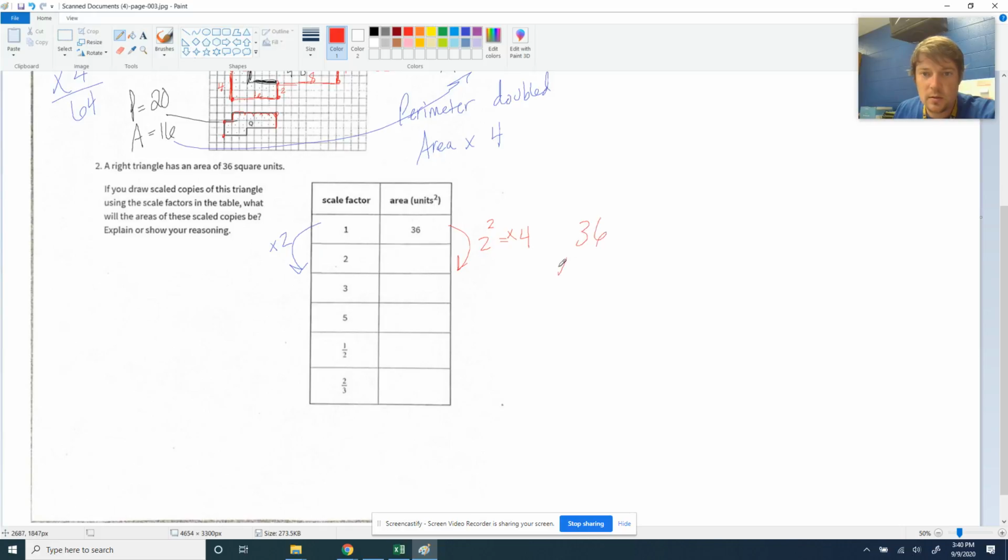So 36 times 4: 4 times 6 is 24, carry the 2, 12 plus 2 gives us 144. This would be 144 square units.